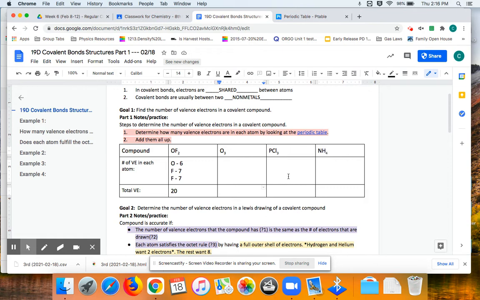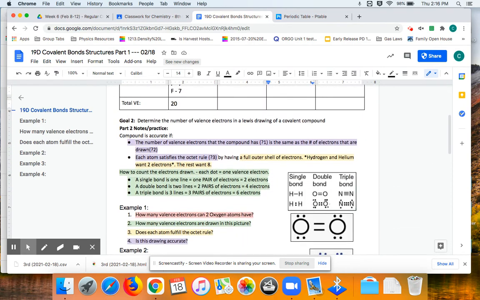And then you can do PCl3 and NH4 on your own. Just to start it off, for PCl3, there's 1 P because there's no number that follows that P, so it's just 1. And then there are going to be 3 Cls.